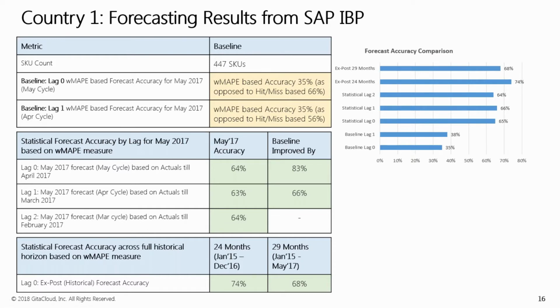So to summarize, based on the data that we had for the 447 SKUs for country 1, we were able to come up with forecast accuracy numbers that were significantly better than the way Dabur was currently forecasting.